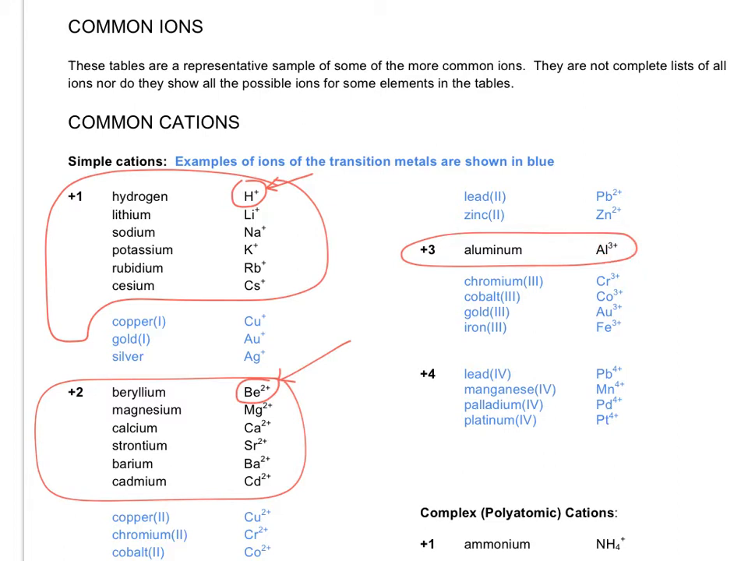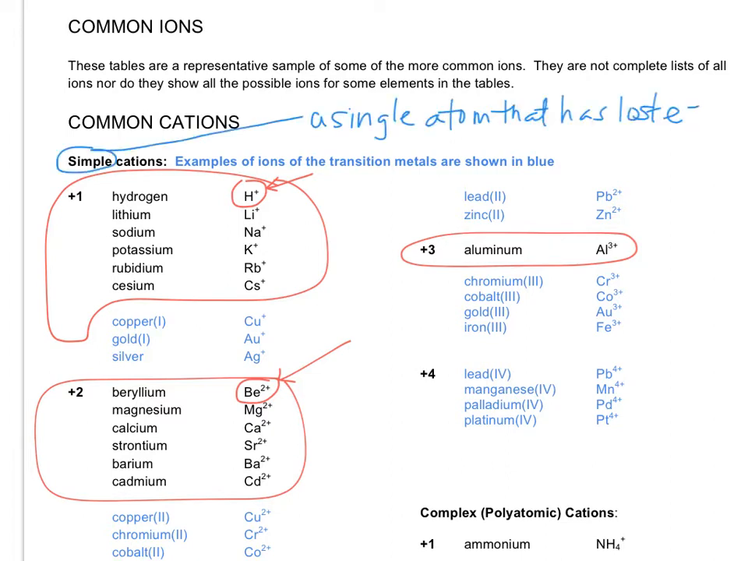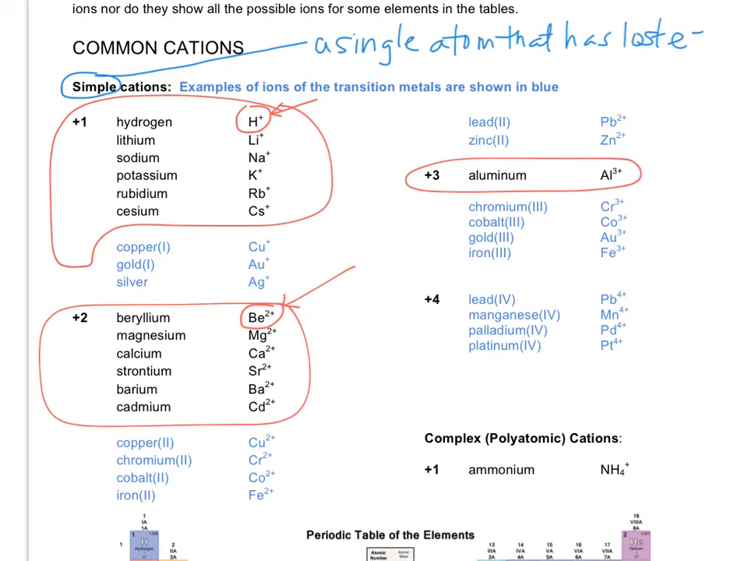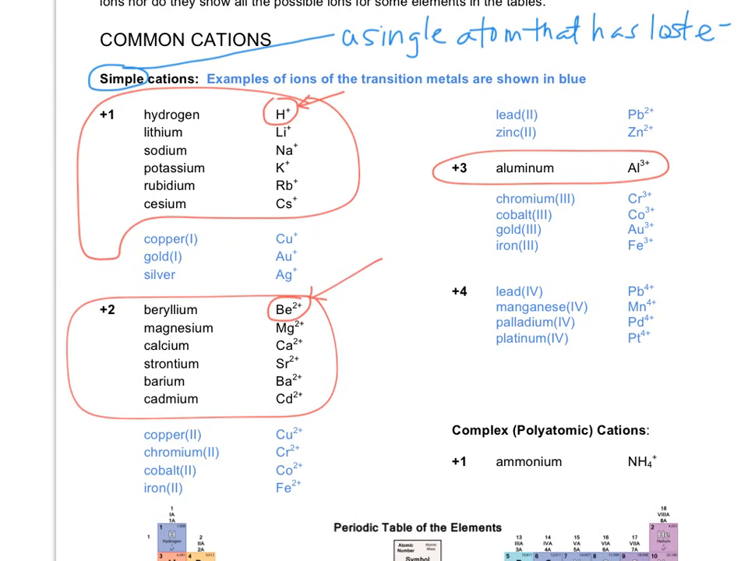The other thing we want you to know is how to name these ions. So let's start with the naming. When we're talking about simple cations, a simple cation is just an atom that has lost one or more electrons. So here's the definition of a simple cation. Just for contrast, there are also things called complex or polyatomic cations. And there's an example down here. We don't need to know those just yet, but we will later in the semester.